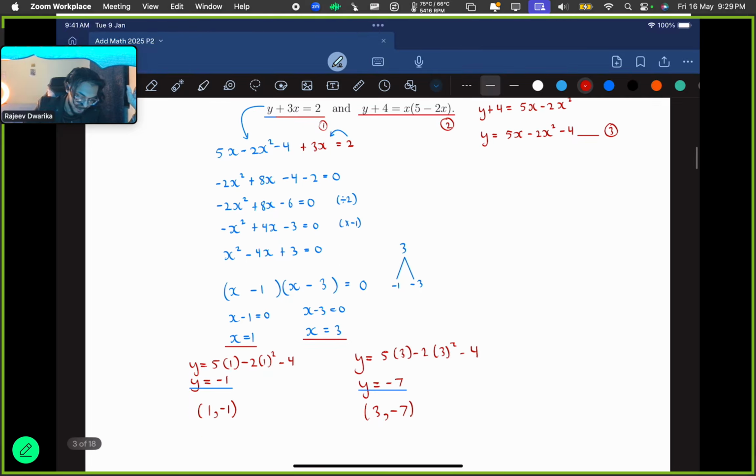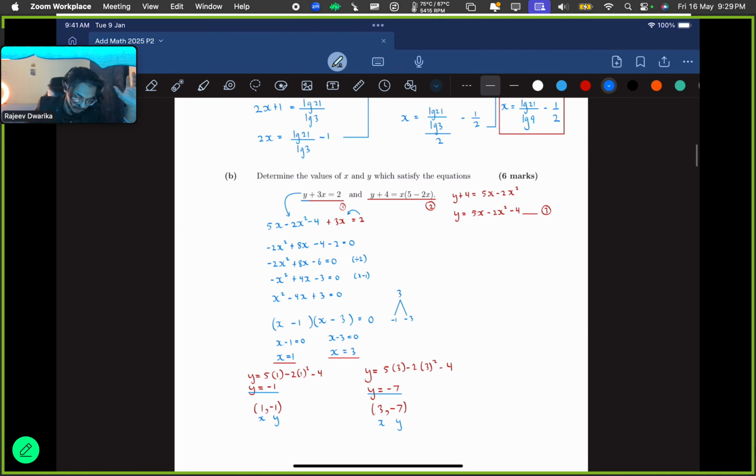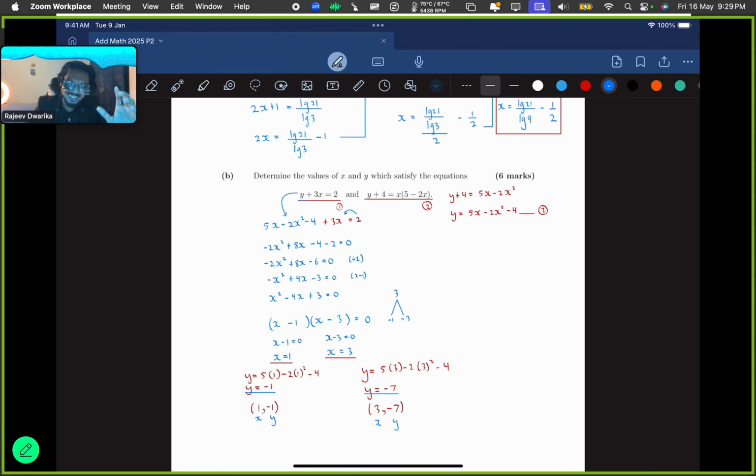So these are your values for x and y. Your value for x is 1, value for y is minus 1. Your value for x is 3, your value for y is minus 7. So we good? Easy 6 marks, eh? Easy 6 marks.